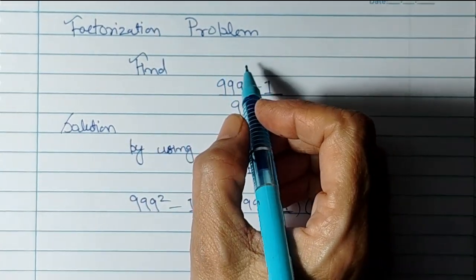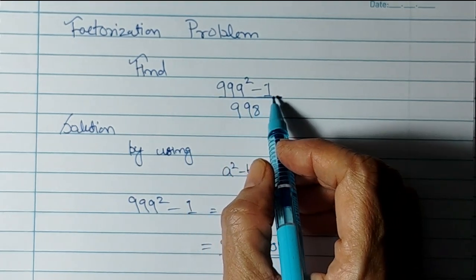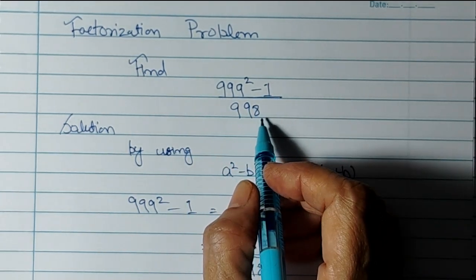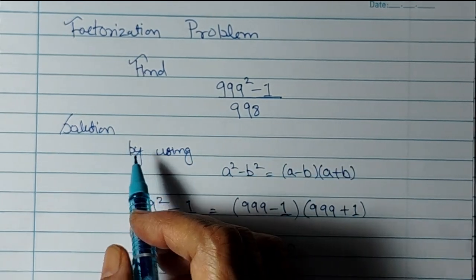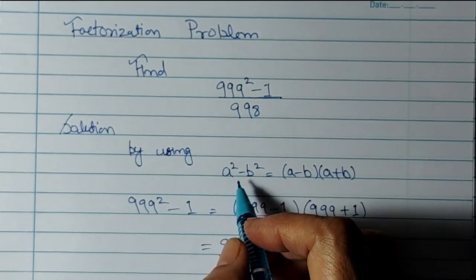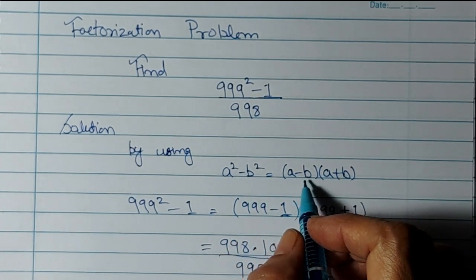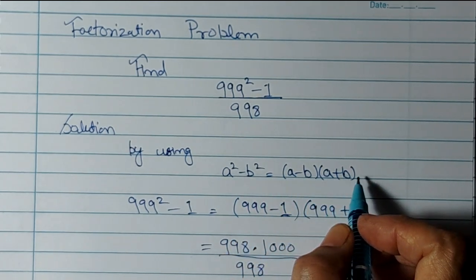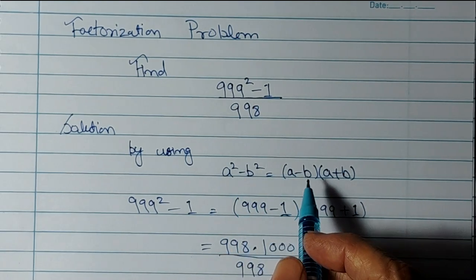Factorization problem. We have to find (999² − 1)/998. We have to calculate the value of this. Solution: by using the identity a² − b², which can be written as (a − b)(a + b), we'll solve this.